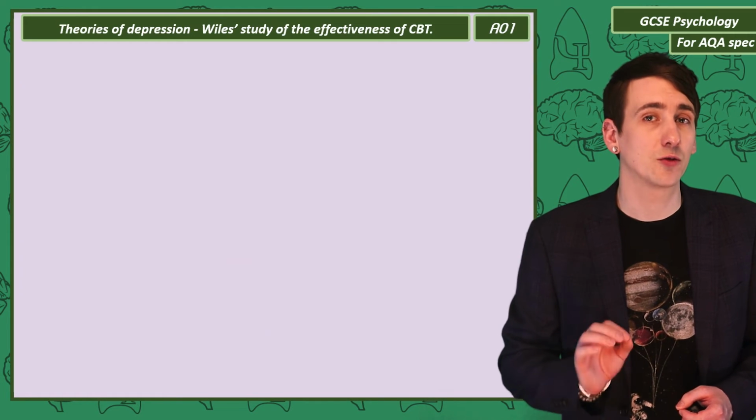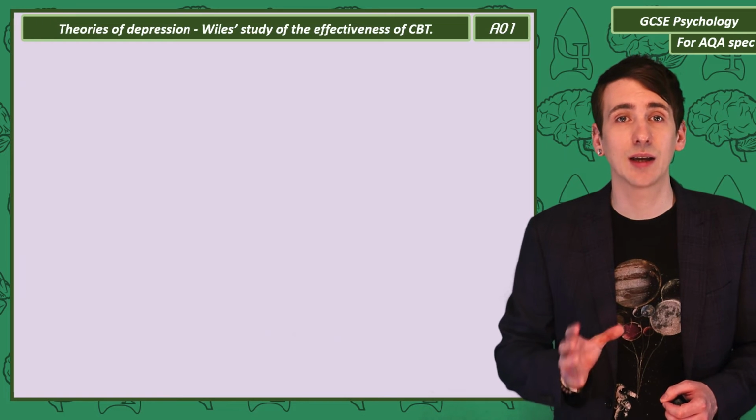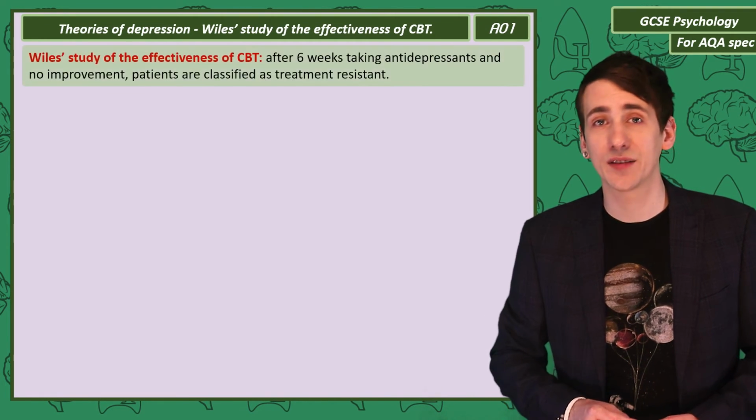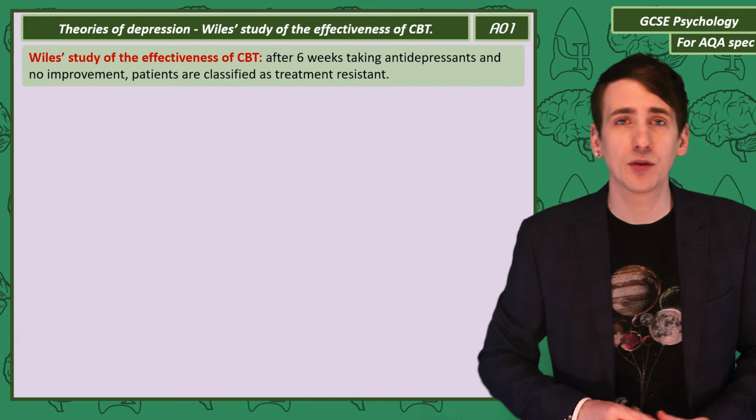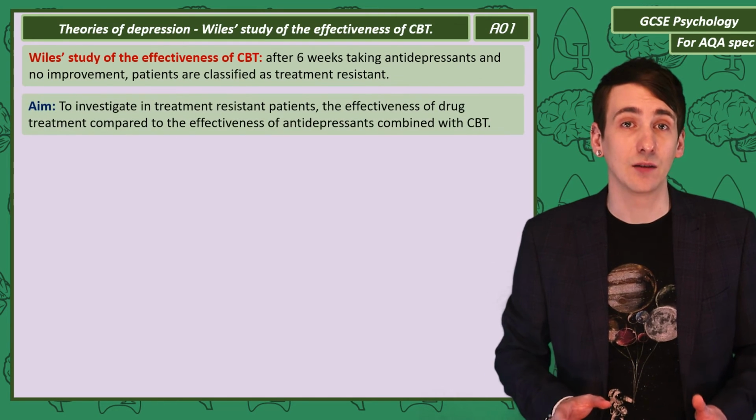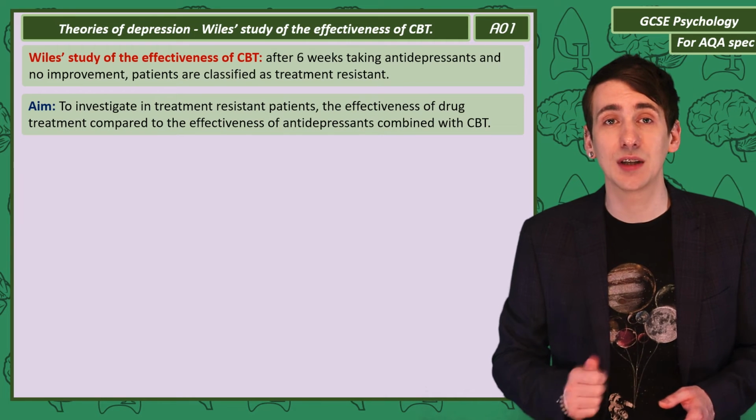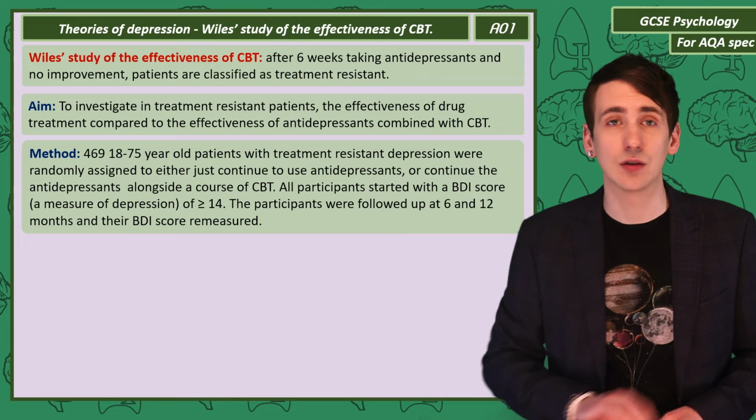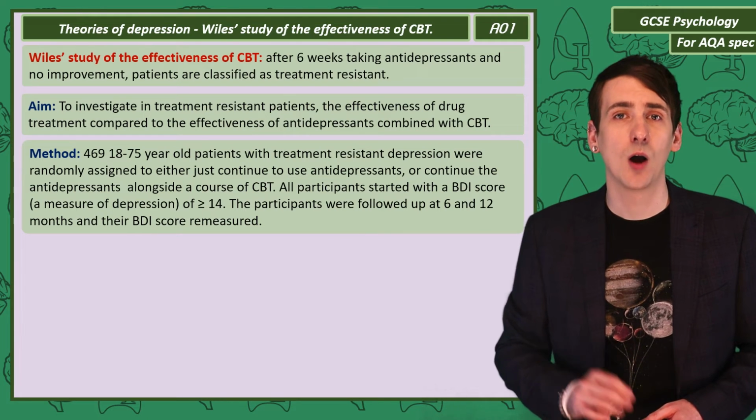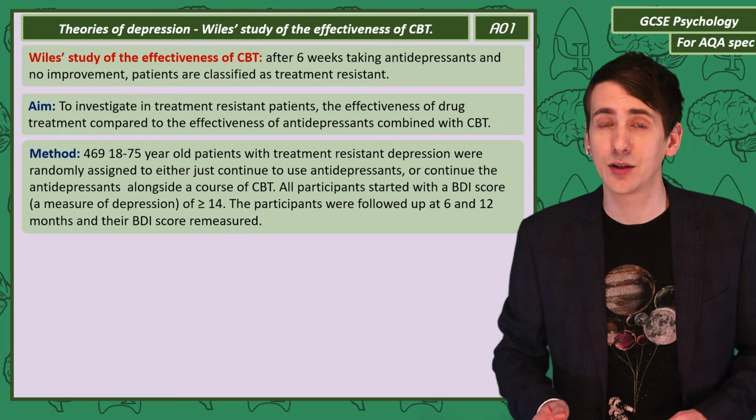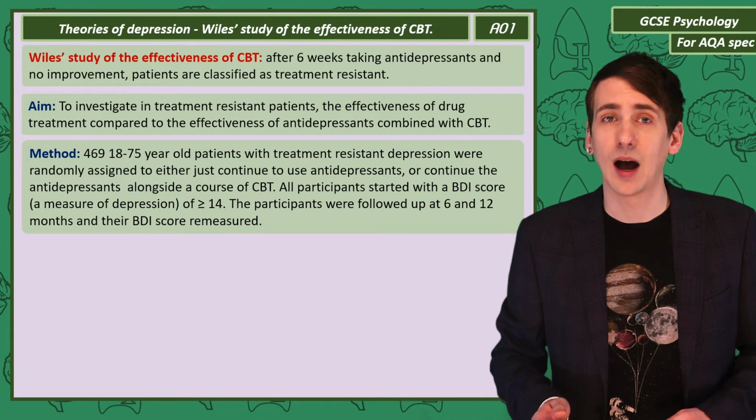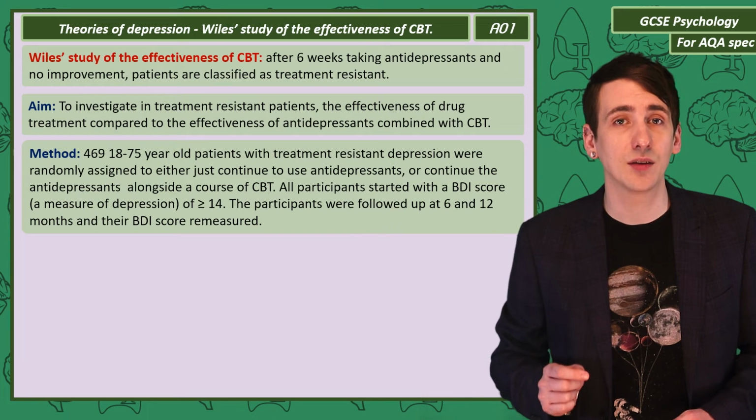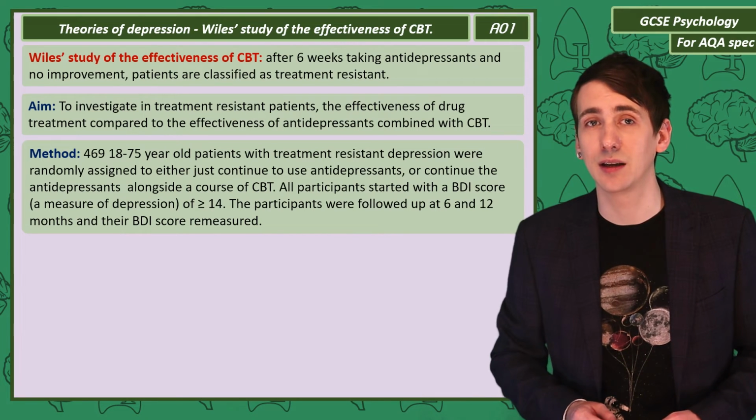Now, people are defined as treatment resistant if after 6 weeks of taking antidepressants, they see no improvement in symptoms. Wiles was interested in investigating if those treatment resistant patients would do better if antidepressant treatment was combined with CBT. So 469 18 to 17-year-old patients, all with treatment resistant depression, were randomly assigned to one of the two conditions. Either just continue with the use of antidepressants or continue the antidepressants alongside a course of CBT.